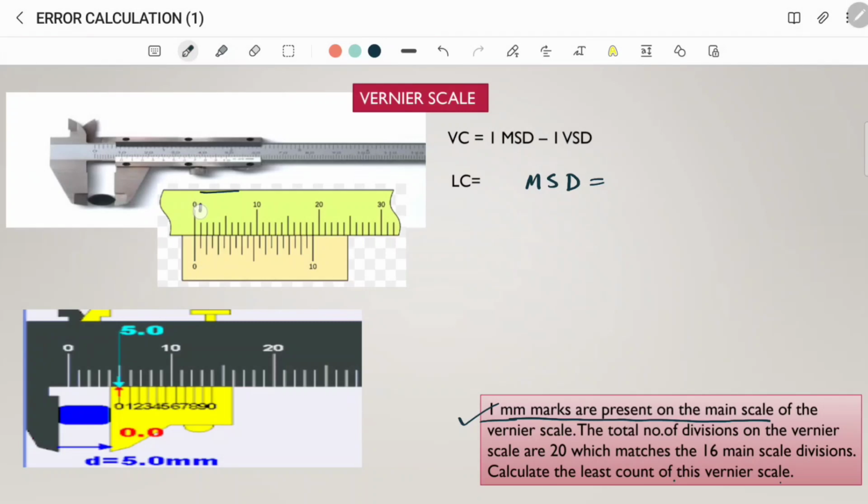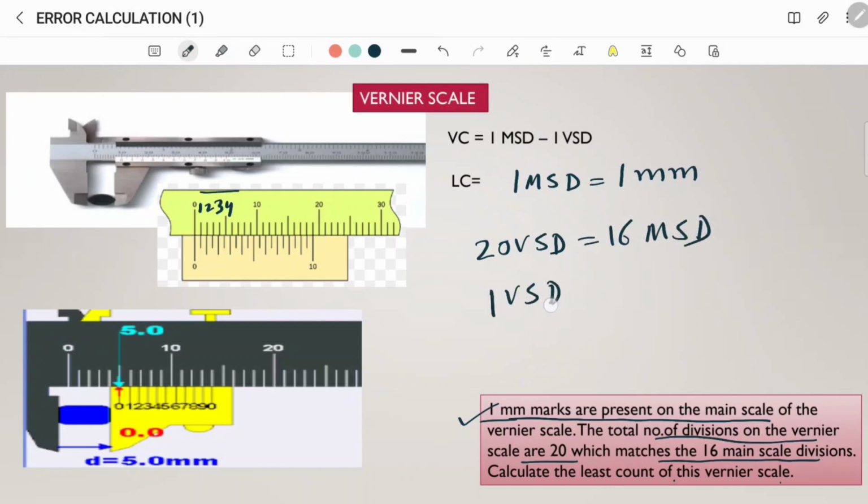What it is trying to say is that each mark is 1, 2, 3, 4. Each mark is 1 millimeter. That means our 1 main scale division is equal to 1 millimeter. The total number of divisions on the vernier scale is 20. So 20 vernier scale divisions match with 16 main scale divisions. That means 1 vernier scale division is 16 over 20 main scale division.